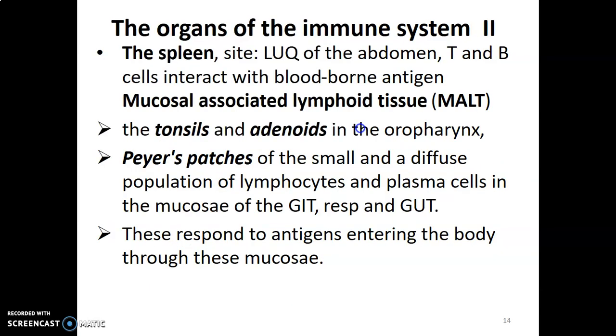Then we have the spleen. The spleen is located in the left upper quadrant of the abdomen. And again, it's a place where T and B cells interact with antigens in blood.